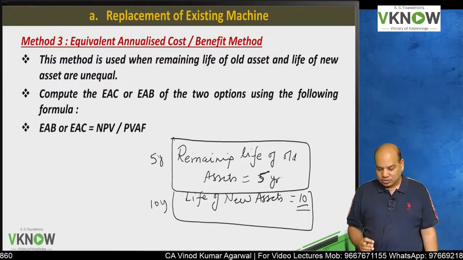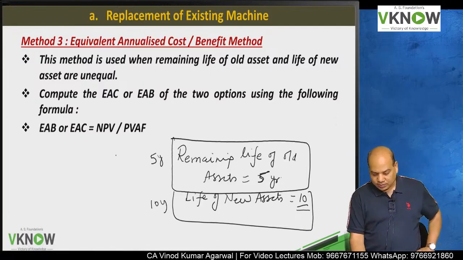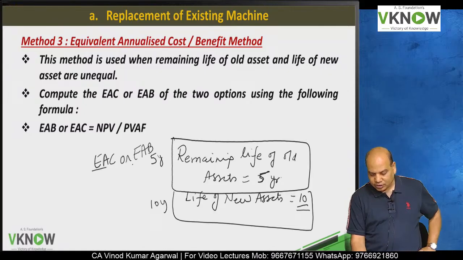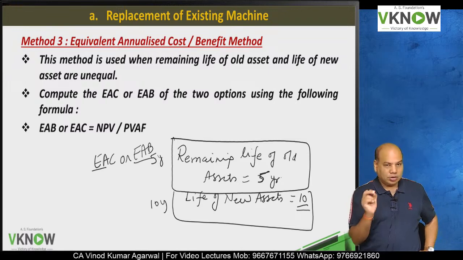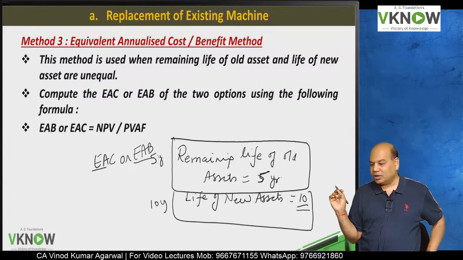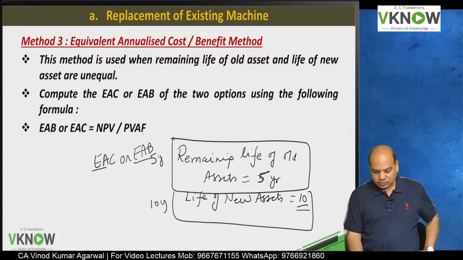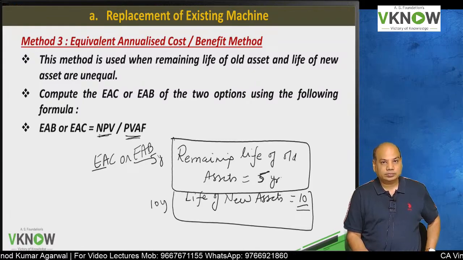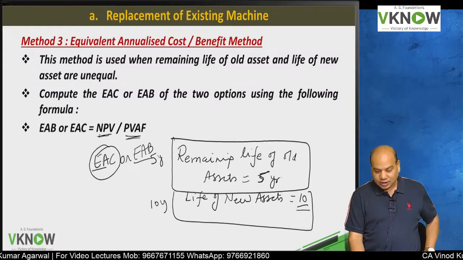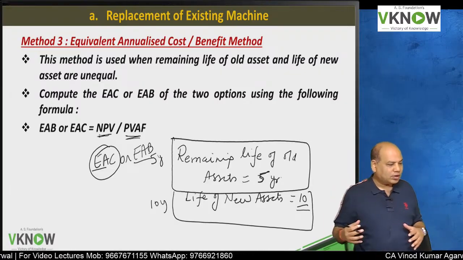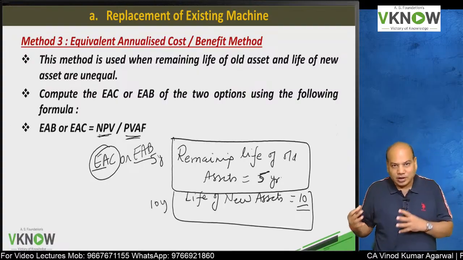So here we have a trick. We are going to compare EAC or EAB. EAC or EAB technique is used when we are comparing options with different lives. Is it right? And how do we compute it? The formula is NPV divided by PV annuity factor. Your question is, what is EAC? EAC means equivalent annualized cost. What is EAB? Equivalent annualized benefit.